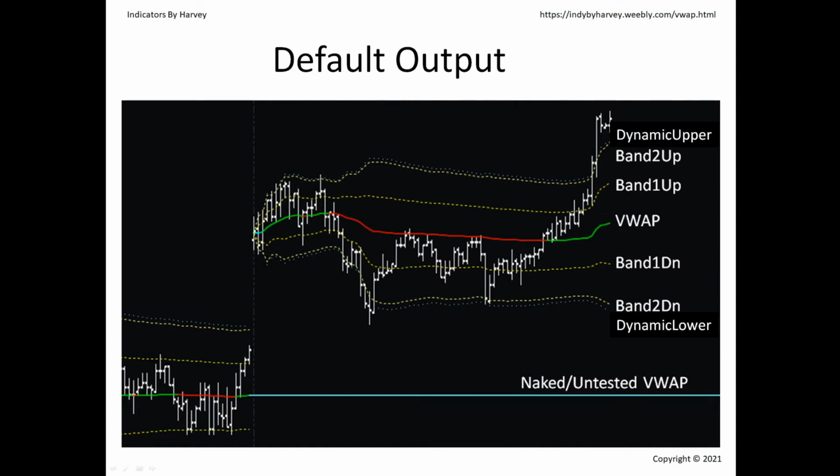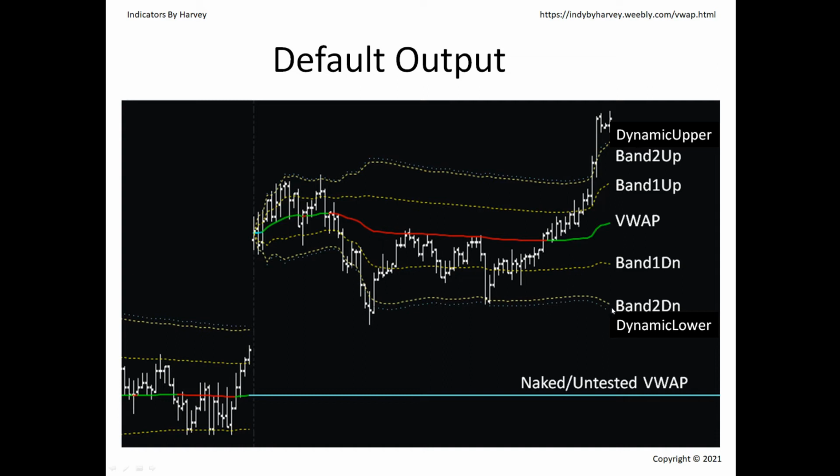Let's take a look at the output of the indicator. Here you see VWAP applied to a chart analysis, white bars. In the center of the chart basically is the VWAP, red and green. Green indicates an upward moving slope, red a downward moving slope. Around that VWAP you have band 1 up and band 1 down, and band 2 up and band 2 down, dynamic upper band and dynamic lower band.